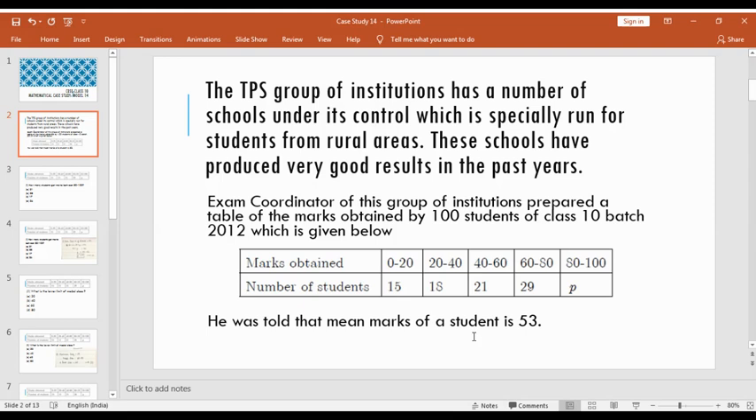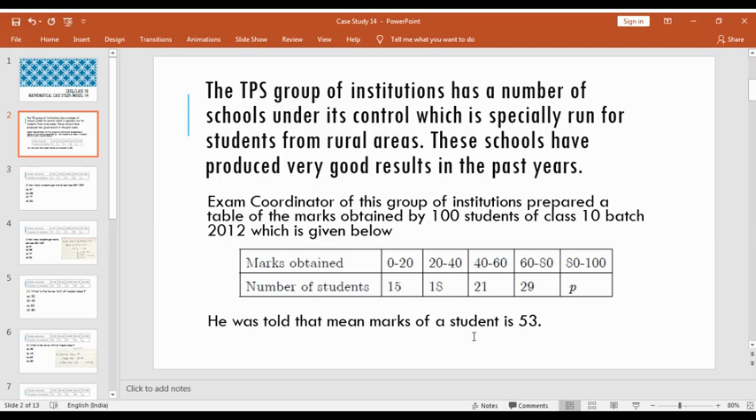Exam coordinator of this group of institutions prepared a table of the marks obtained by 100 students of class 10 batch 2012, which is given below. So you have to remember this table is made out of 100 students. Remember this digit 100, okay? He was also told that the mean marks of a student is 53. Okay, so remember this is your x bar, which is 53.